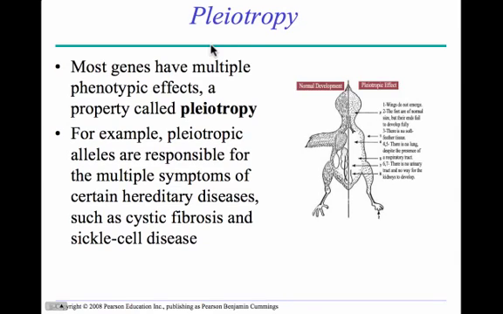There's another phenomenon called pleiotropy, and this considers the idea that most genes actually have multiple roles in biology. So when a gene's defective, you see lots of different phenotypic effects, and this phenomenon is called pleiotropy. In terms of certain hereditary diseases such as cystic fibrosis and sickle cell disease, many functions are disrupted, so you'll see multiple organs involved in this disease.